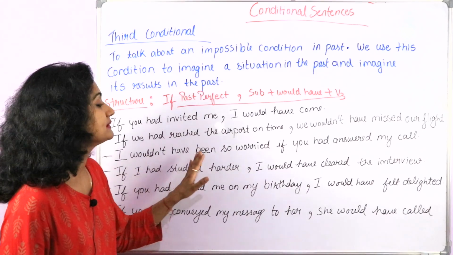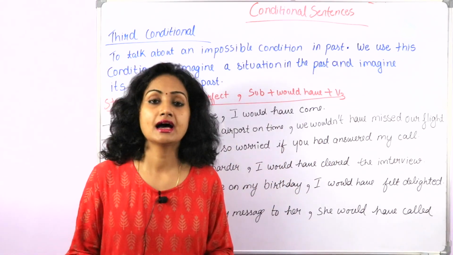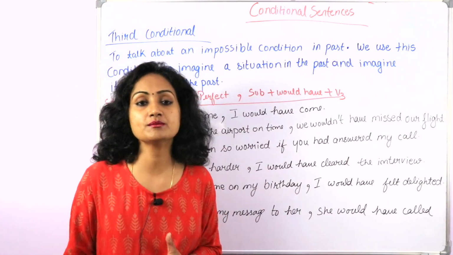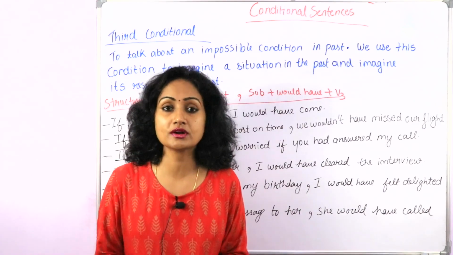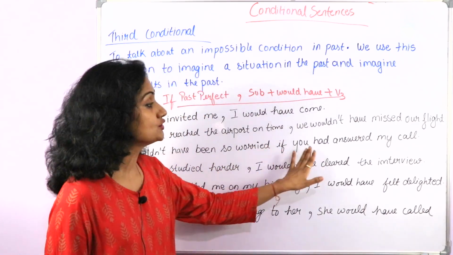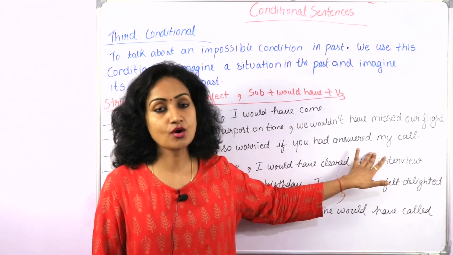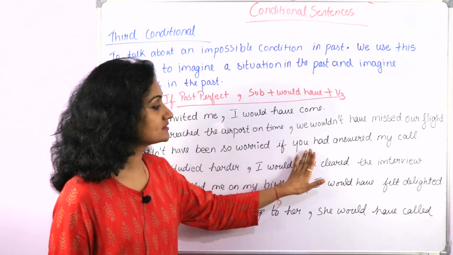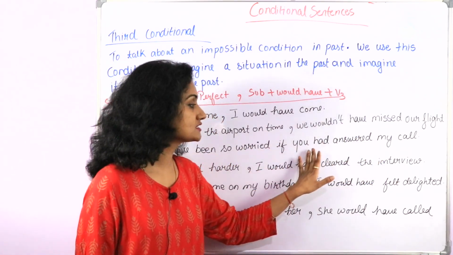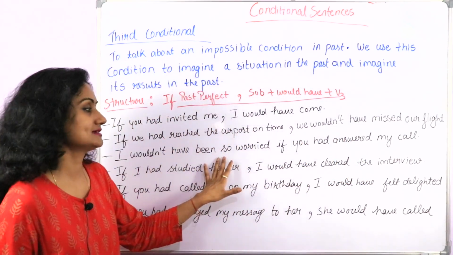I wouldn't have been so worried if you had answered my call. Last night, I was trying to call you again and again, but you were not answering. You didn't pick up my phone and I got so worried. So if you had answered my call, if you had picked up my call, I wouldn't have been so worried. So this is a situation in past. If this had happened, then the result would have been this.